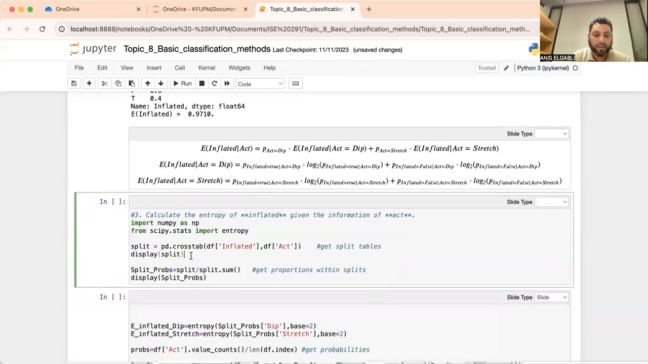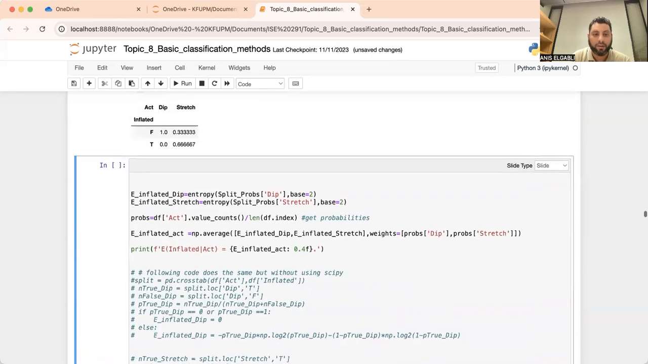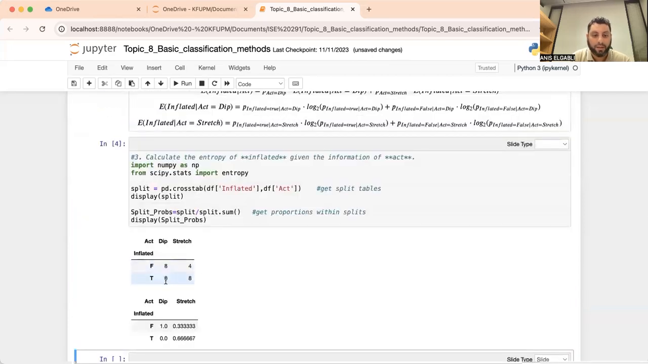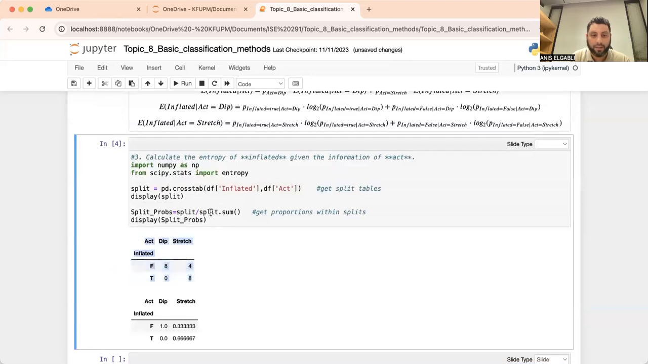So let's look at the cross table here, and then we compute the probabilities from there. We call this table split. We focus only on these two variables, inflated and act. So this is the counts here. Inflated are the rows, as you can see here, and act are the columns. Inflated can take one of two choices or classes, false or true, and act can also take one of these two choices, dip and stretch. These are the counts, and these are the probabilities.